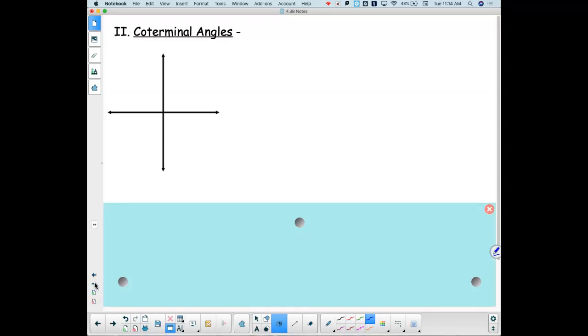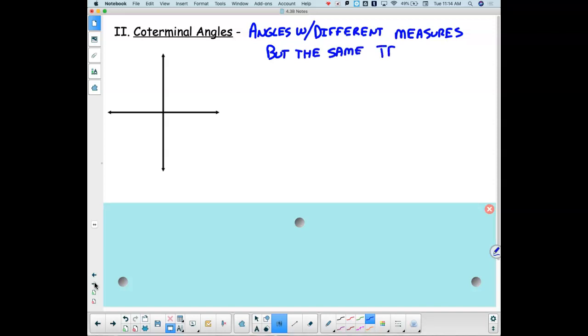Coterminal angles. Okay? So coterminal angles are angles with different measures but the same terminal side. Okay?